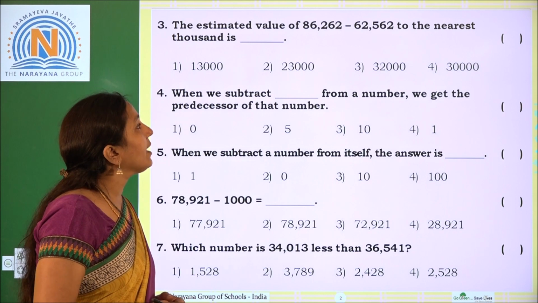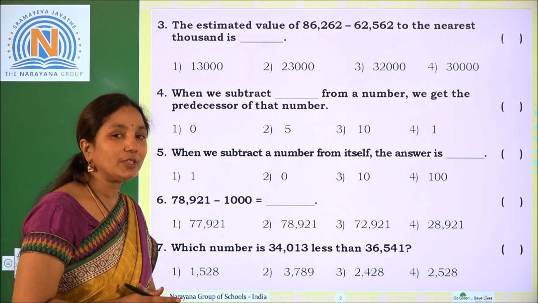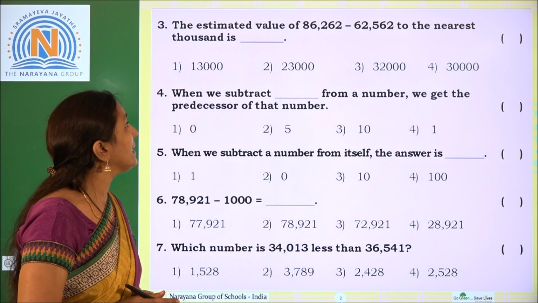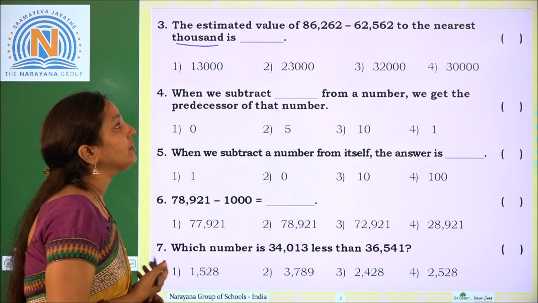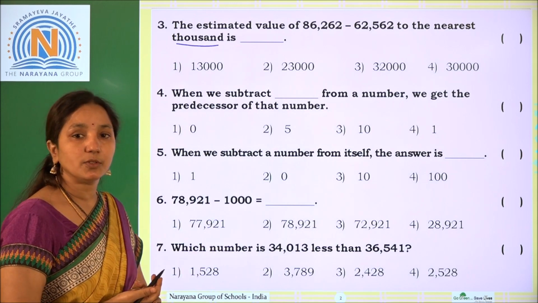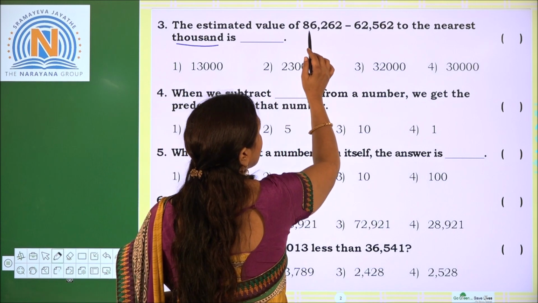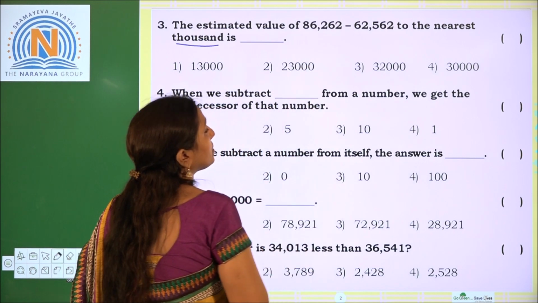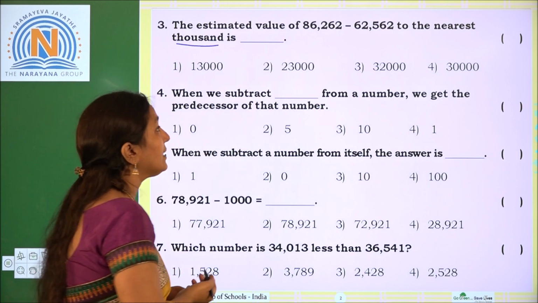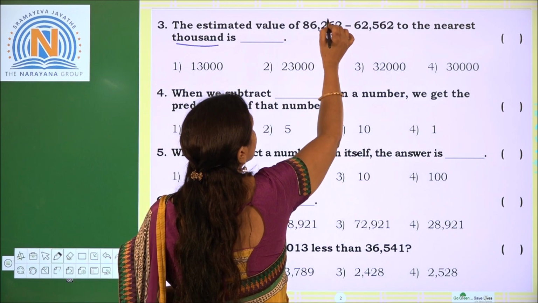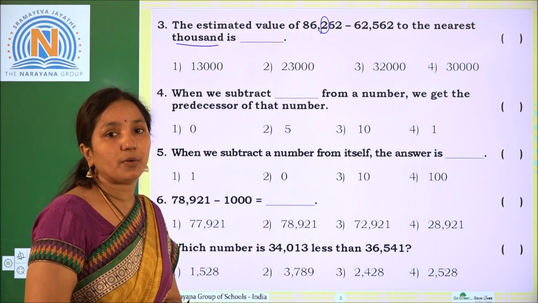Next one. The estimated value of 86,262 minus 62,562 to the nearest thousands is. So, first what do we have to do? We have to round the given numbers to the nearest thousands. So, what is the given number? First number, 86,262. While rounding to the nearest thousands, we have to look at the hundreds place. What is the hundreds place here? 2. 2 is below 5. Means we have to round down.